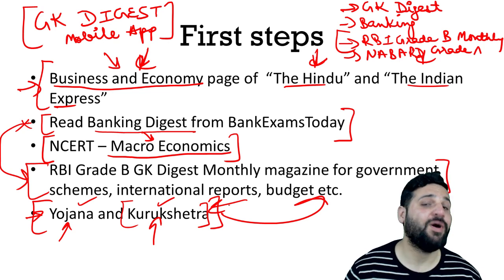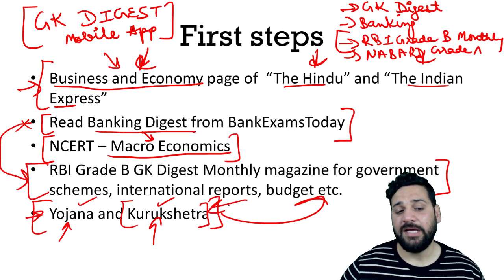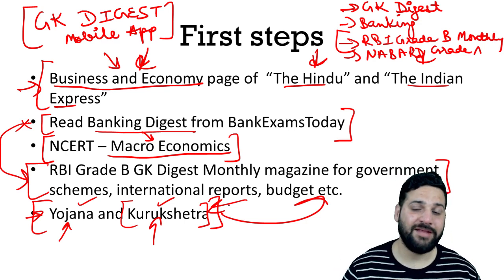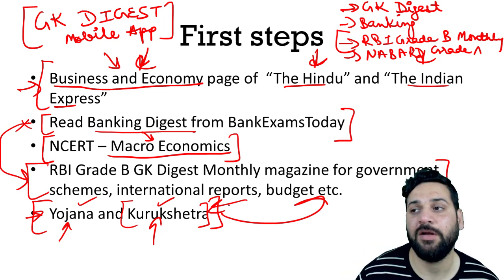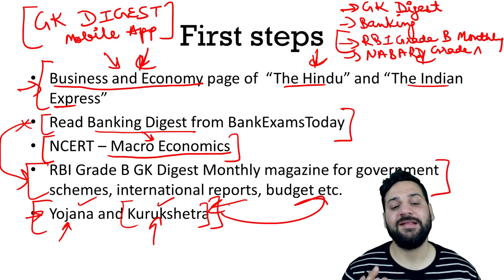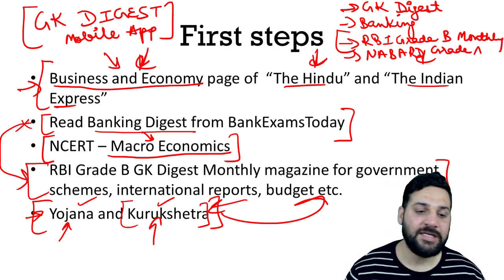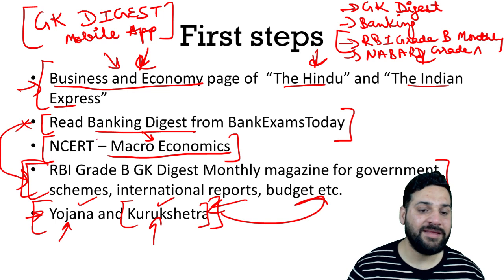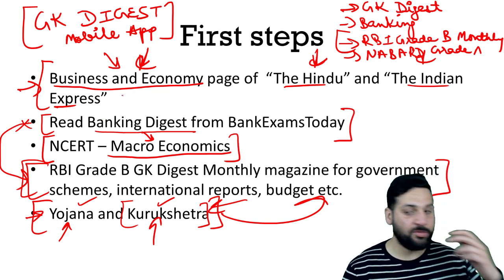Really important. If you have 3, 4, 5, 6 hours a day to study, these are the things that you should study, instead of researching for content, instead of wasting your time on YouTube and on various websites. These are the things that you should do: the Yojana magazine, Kurukshetra magazine, and the RBI Grade B digest, which covers everything, and NCERT's macroeconomics, the banking digest, and the business and economy page of The Hindu and the Indian Express.